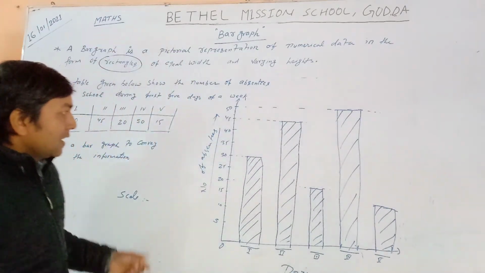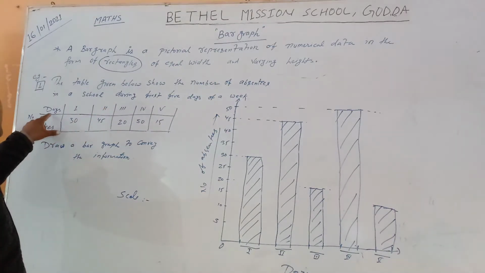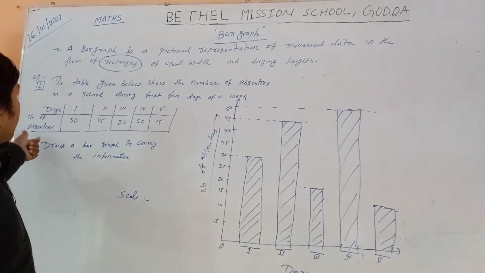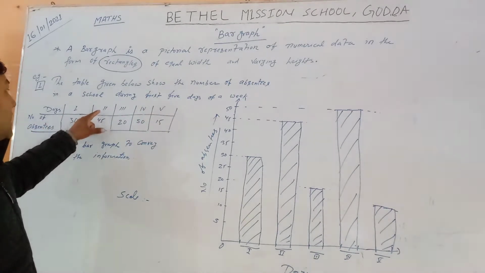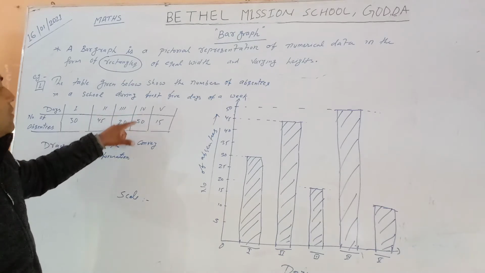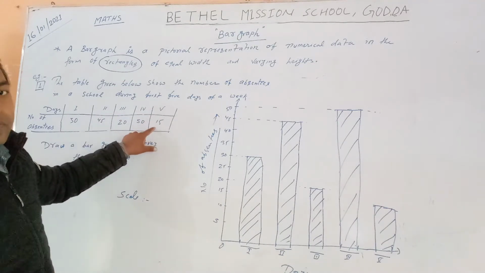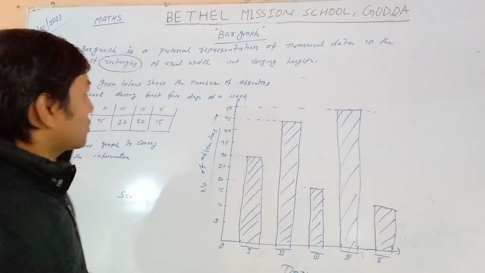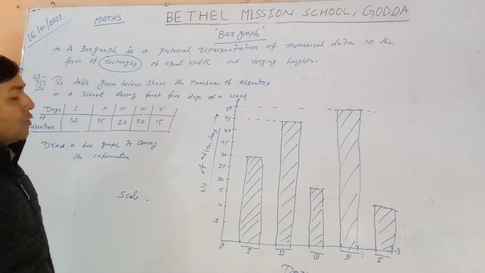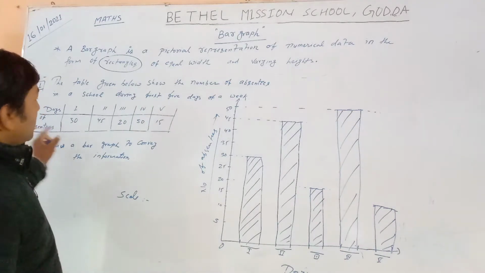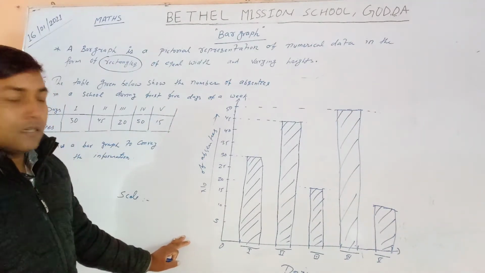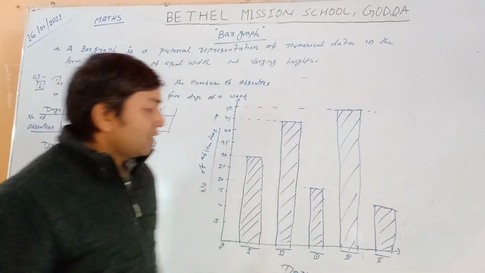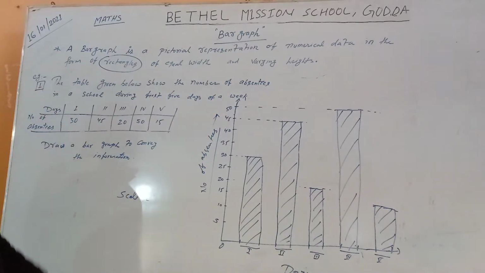Now once again, the numerical data had been given: days, first day, second day, third day, fourth day, fifth day. The number of absentees is given: first day 30, second day 45, third day 20, fourth day 50, and fifth day 15 students were absent in a school. Okay, so here with the vertical we have taken the number of absentees, and with the horizontal we have taken days.